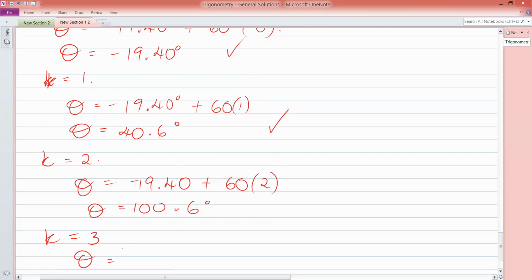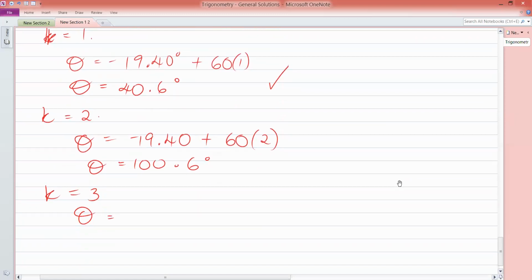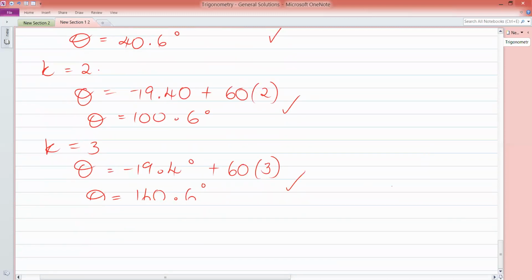So now we're testing K is equal to 3. 19,4 plus 60 multiplied by 3. Okay, I get 160,6. Is that within our range? It's still within our range, right? Because it hasn't passed the 180 mark yet. So if I try K is equal to 4.